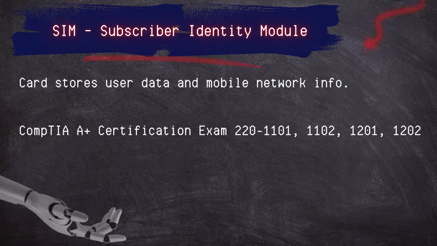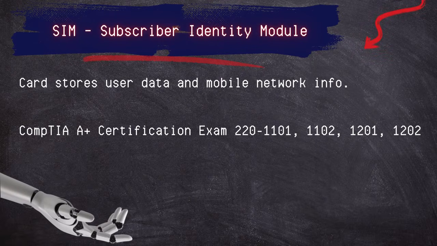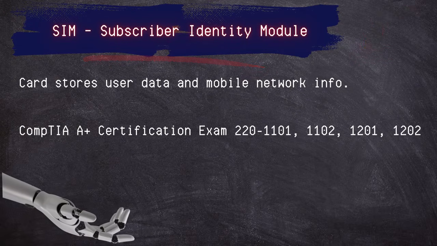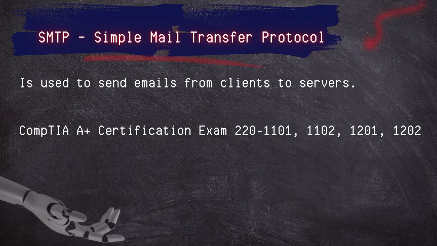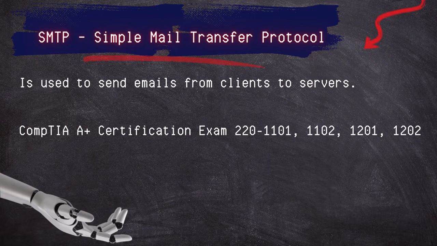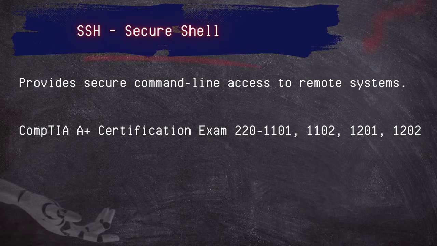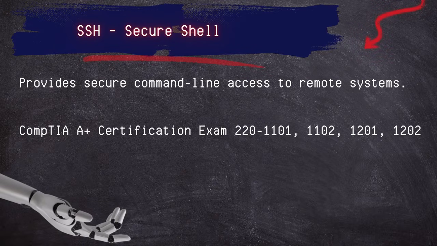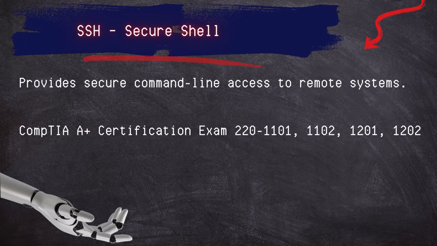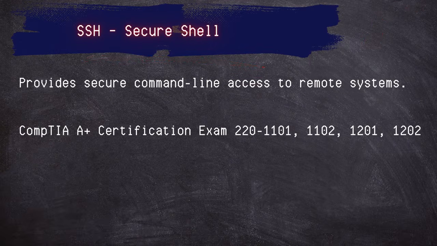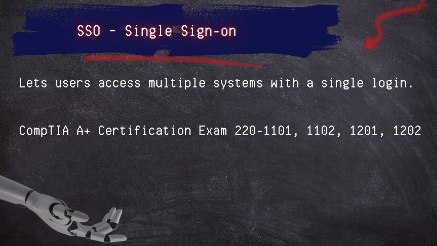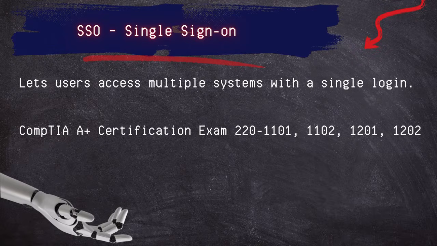A SIM, Subscriber Identity Module. It is a card that stores user data and mobile network information. SMTP, Simple Mail Transfer Protocol. It is used to send mail from clients to servers. SSH, Secure Shell. It provides secure command line access to remote systems. SSO, Single Sign-On. It lets users access multiple systems with a single login.